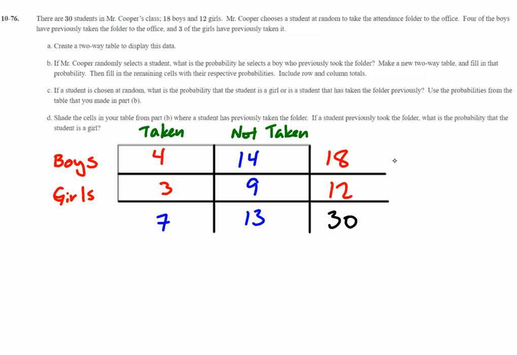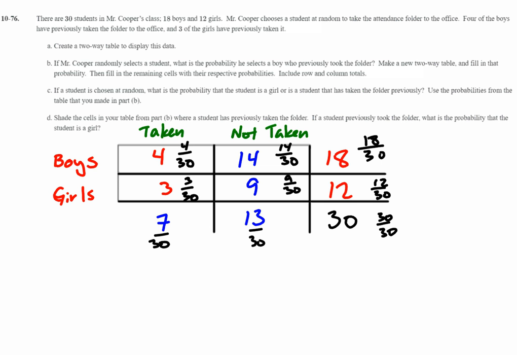Now that we have the added values, we want to start going with the actual probability questions. In part B here, it says if Mr. Cooper randomly selects a student, what's the probability he selects a boy who previously took the folder? Now, they want us to make a new two-way table and fill in those probabilities, just so we have them as actual probabilities, and then fill in the remaining cells with the respective probabilities, including row and column totals.